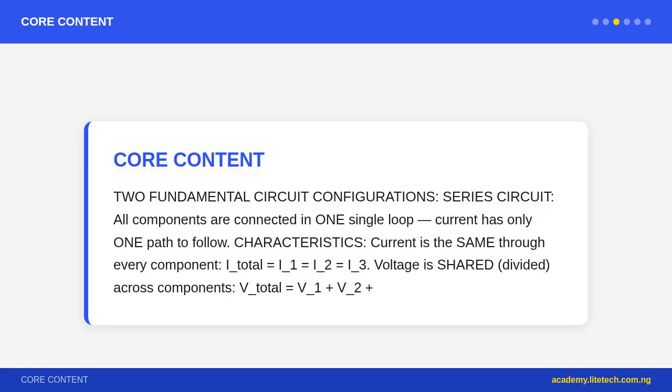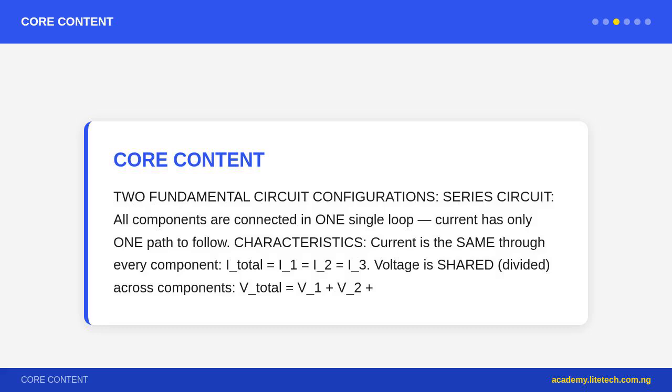Drawing a series circuit: start from the positive terminal of the battery, draw wire to switch, from switch to bulb, from bulb back to negative terminal, all in one rectangular loop. Parallel circuit. Components are connected across the same 2 points, current has multiple paths.